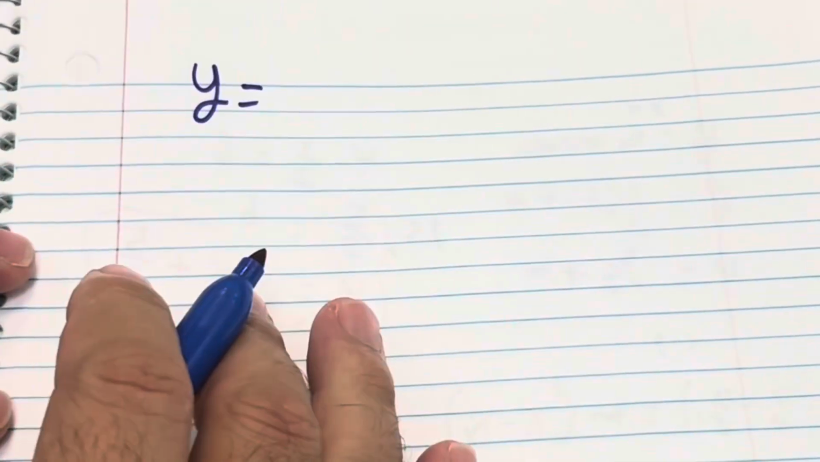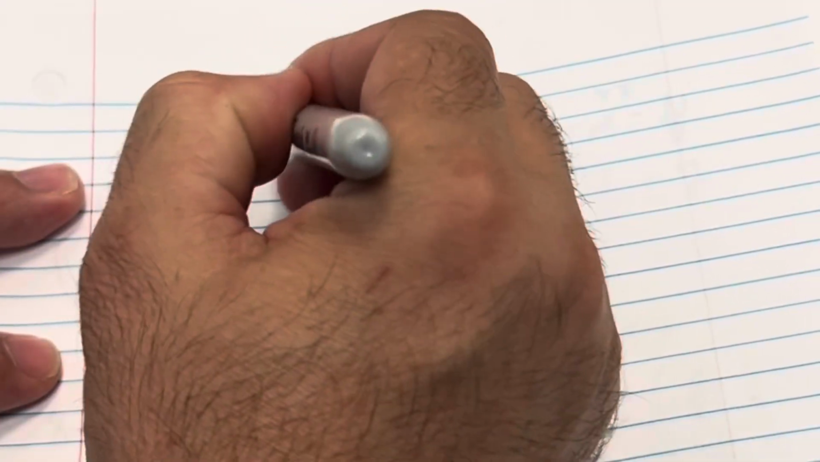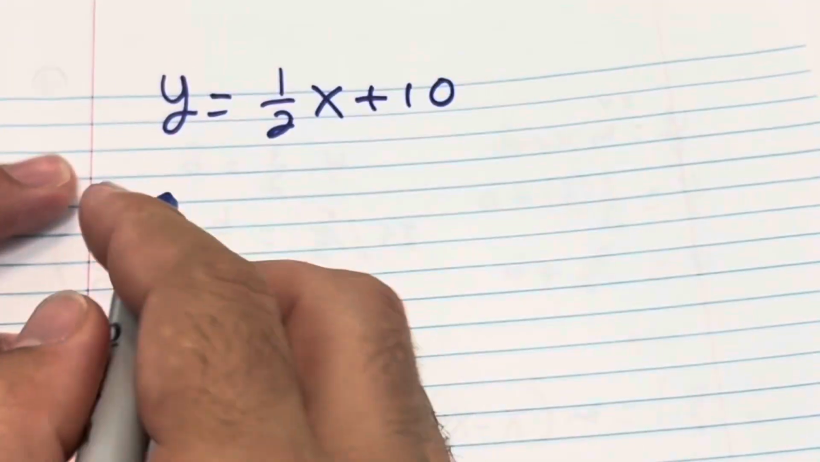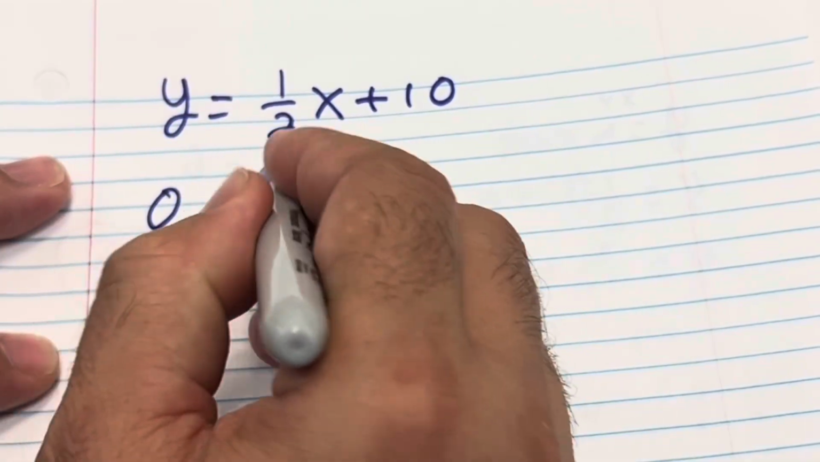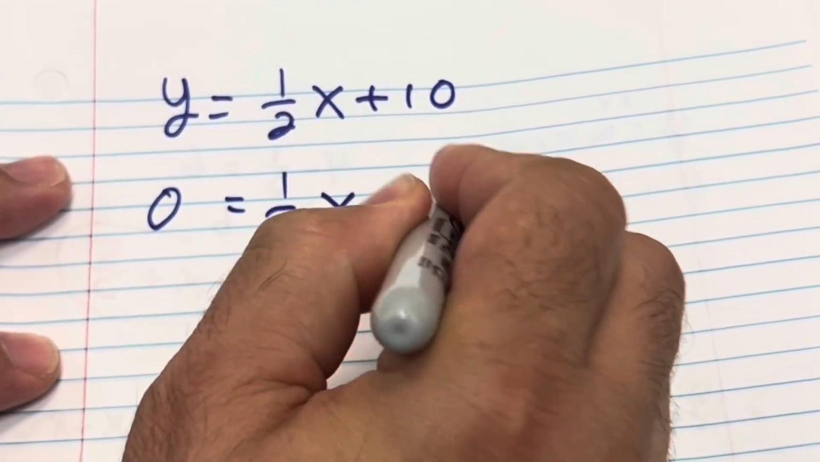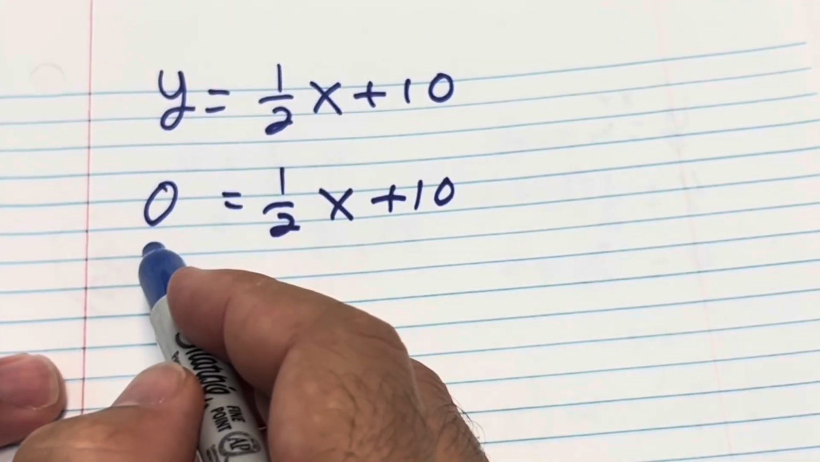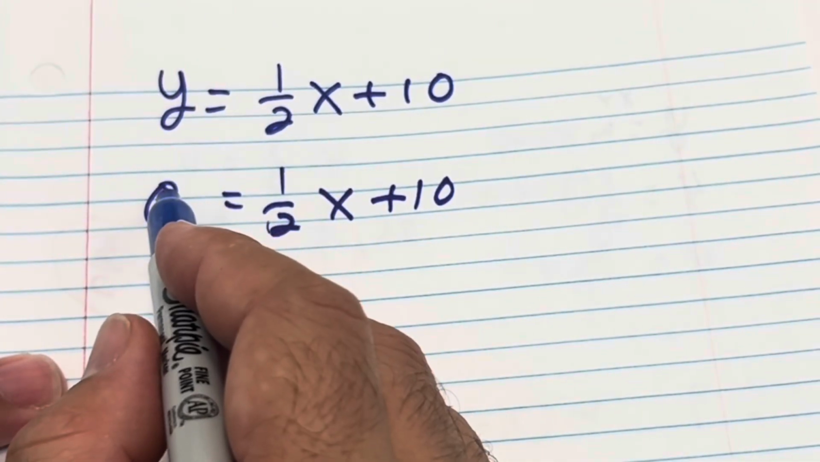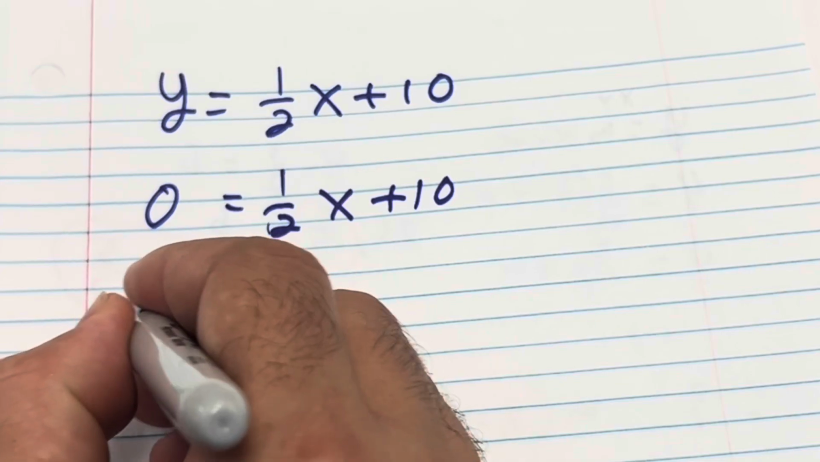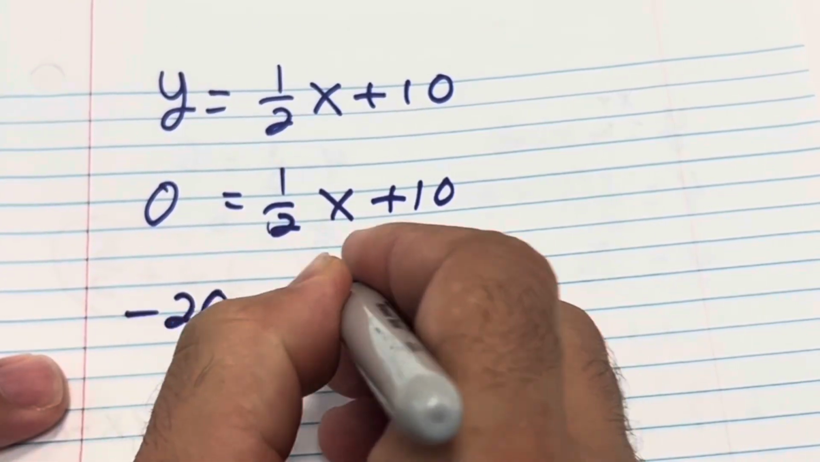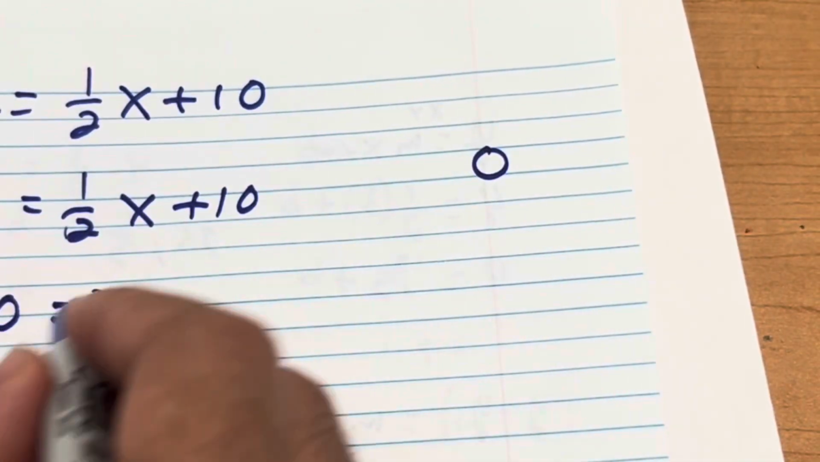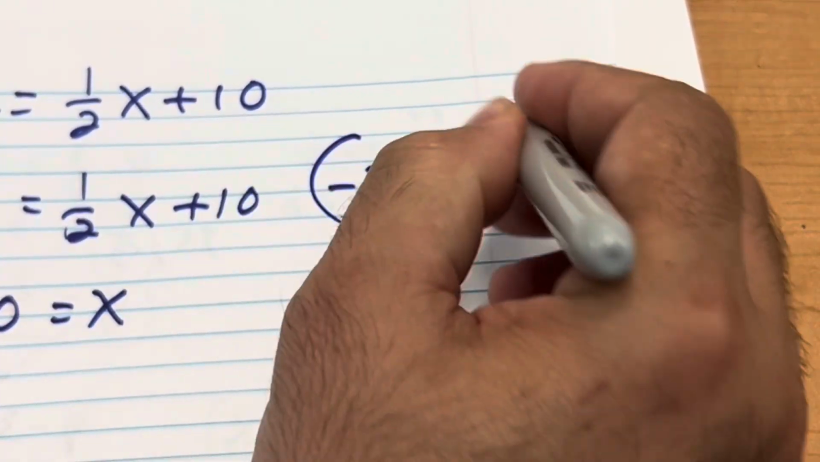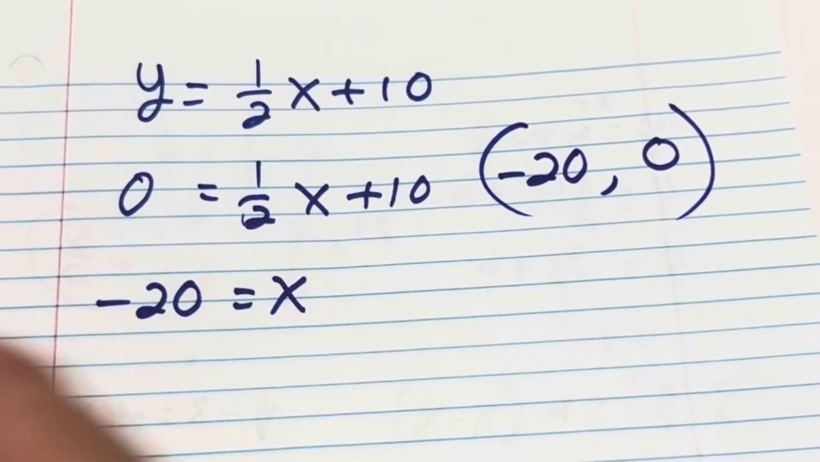The first one is y equals 1/2 of x plus 10. If I give 0 to y, 0 is equal to 1/2 of x plus 10. This 10 is positive, so it goes to the other side: minus 10 times 2 is minus 20. So minus 20 is equal to x. When y is 0, x is minus 20. So this is the x-intercept.